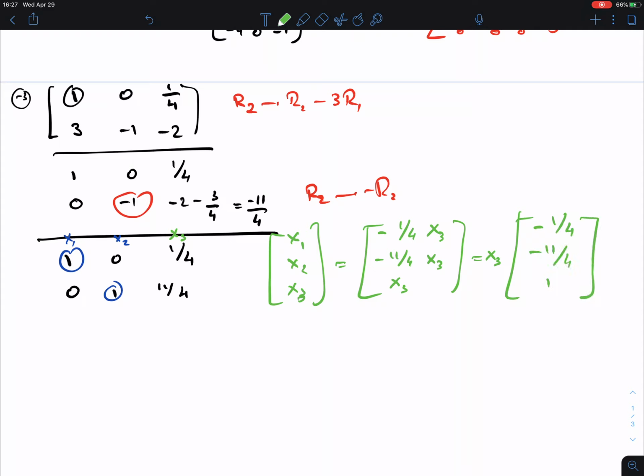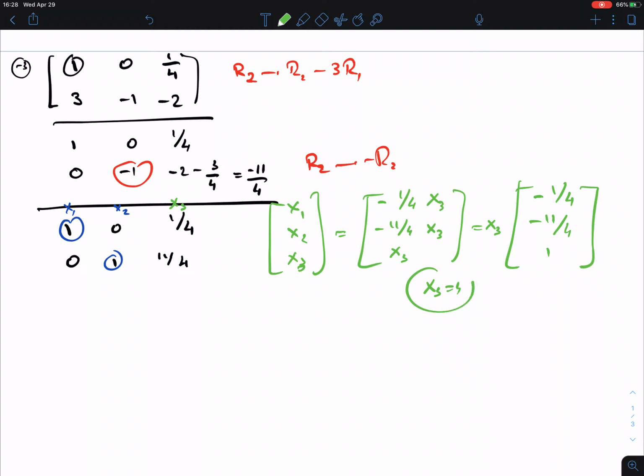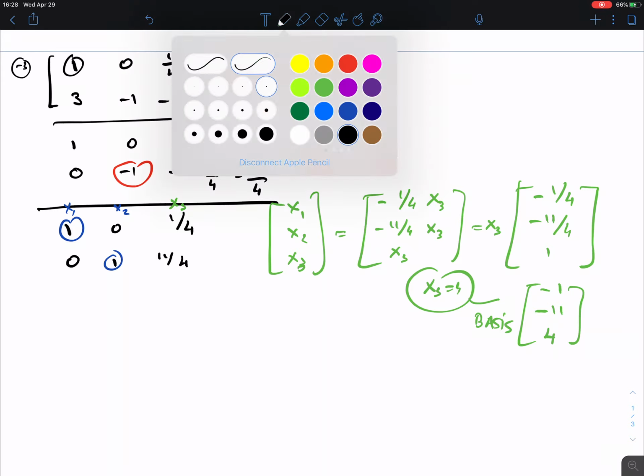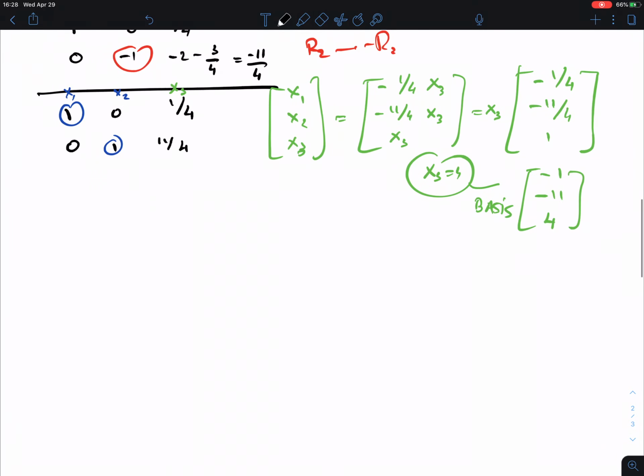Now I'm going to have to put this in a matrix, and I'm going to have to find the inverse of this matrix. So I don't want fractions. But at this stage, I have the ability to get rid of them by taking x3 equal to 4. And so the basis vector I'm going to get is minus 1, minus 11, 4. So this will be my basis vector. And then the last one was lambda equals 0, I suppose. Yes, lambda equals 0. So eigenspace lambda equals 0.